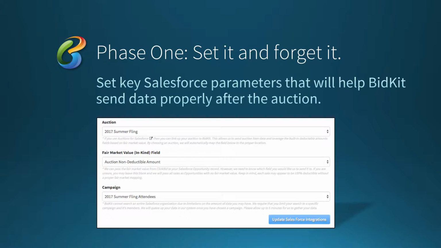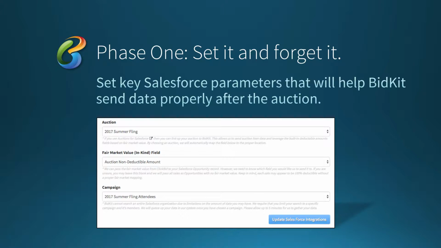Because what happens is ClickBid will search, with BidKit's help, your Salesforce account, but only certain areas. We don't want to have ClickBid try and parse through thousands and thousands of records that may not be relevant to your event. Because again, this is related to an event that you're holding. So in this case, the summer fling. And I want to just limit my searches to that campaign.